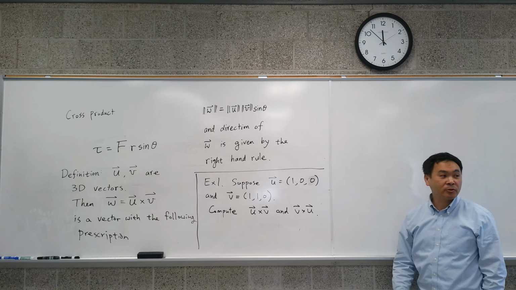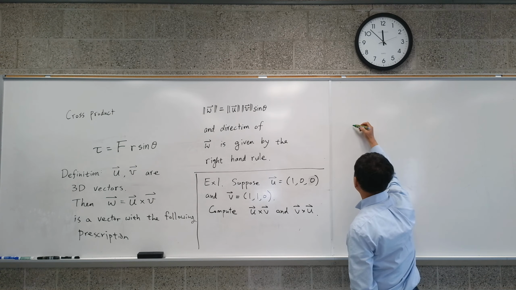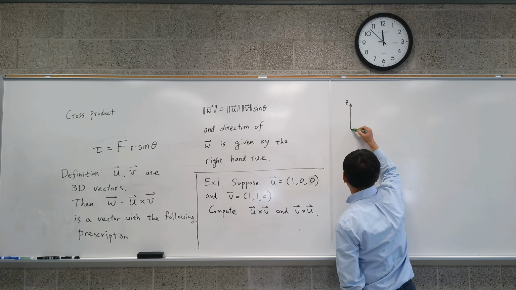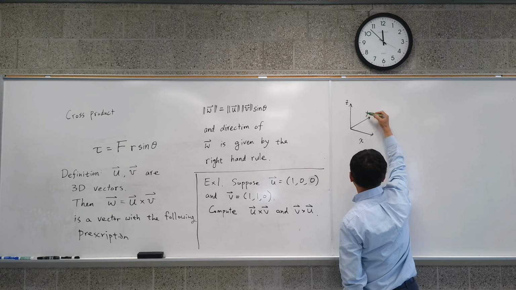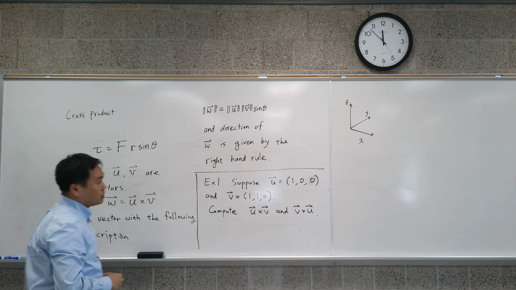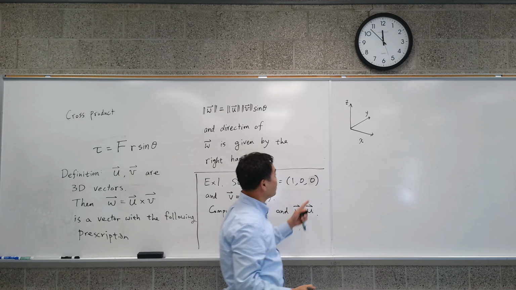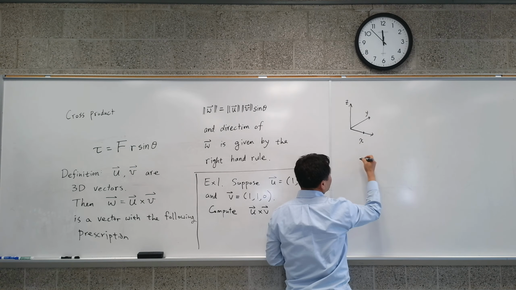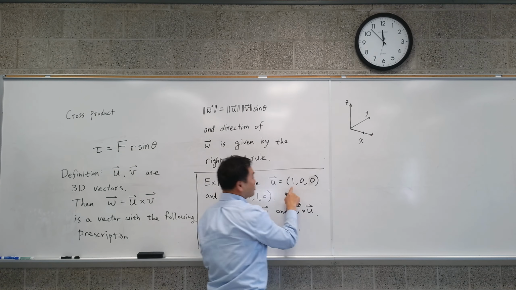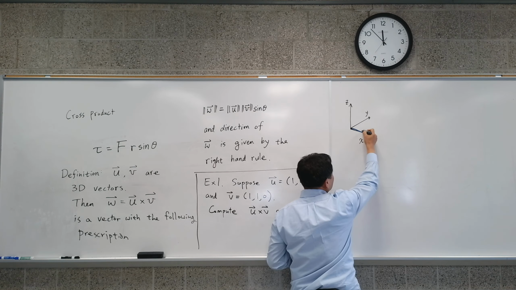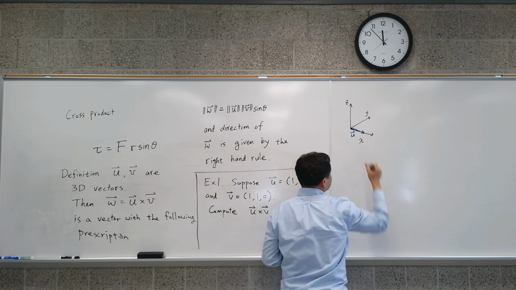To do this, let's first figure out what this picture means. So let's say this is z, that's x, that's y. 1 comma 0 comma 0 means starting from the origin, you go one step in the x direction, but you don't take any more steps in y or z. So this vector will be your u vector.